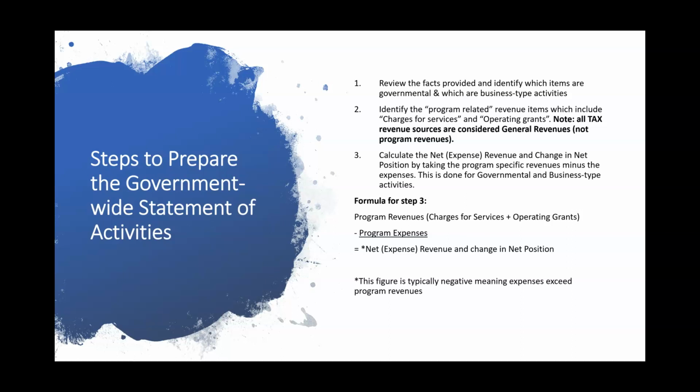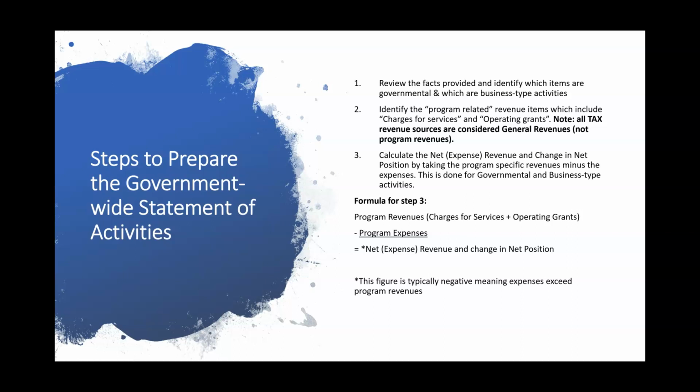Okay, and then step 3, we're going to calculate the net expense or net revenue and change in net position. We're going to take the program-specific revenues minus the expenses. We do it for both governmental and business type activities. The formula for step 3 is right here. Write it down. Pause the video, write this down, just get familiar with it, okay? So program revenues, which is your charges for services plus your operating grants, minus any program expenses equals your net expense or revenue and change in net position.